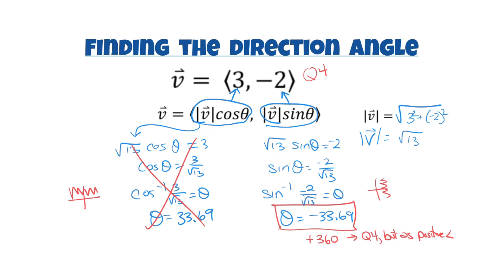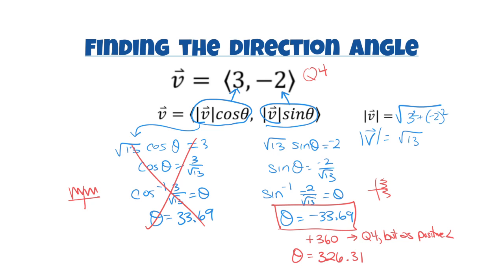So when I do that, 360 plus the 33, actually plus a negative, actually it's going to be 360 minus that, is going to get me 326. So here's my official answer, 326.31.